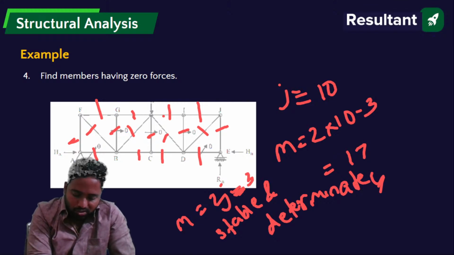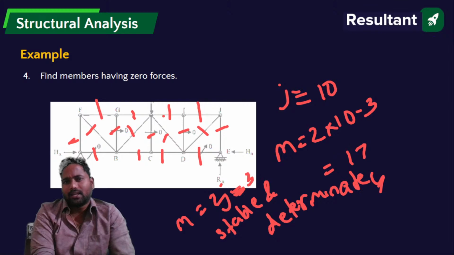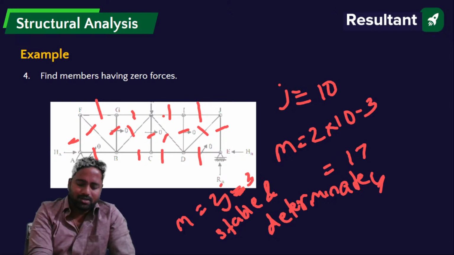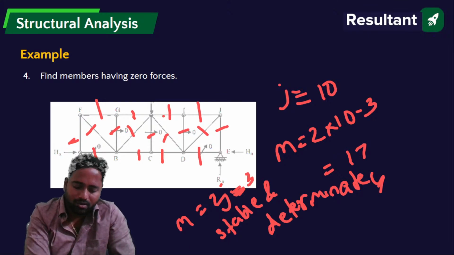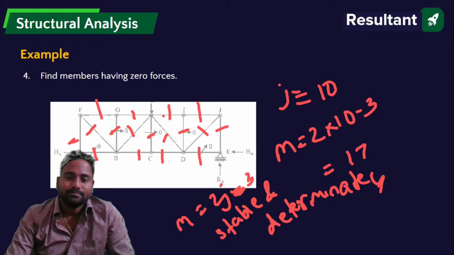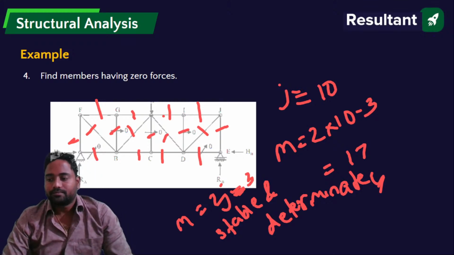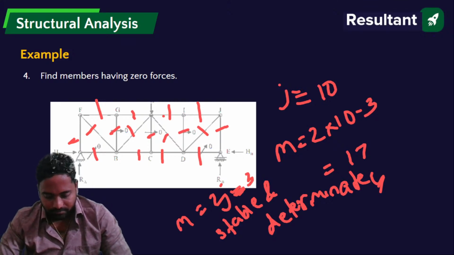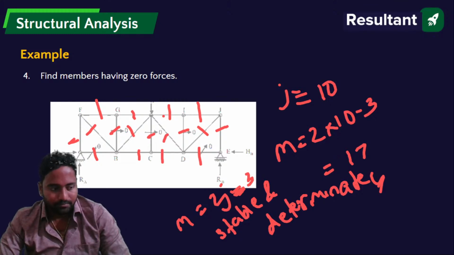Make a video on short tricks to solve the problem and keep that in mind. These are short tricks on three members meeting at a joint, and two non-collinear members meeting at a joint. All these things are short tricks only.